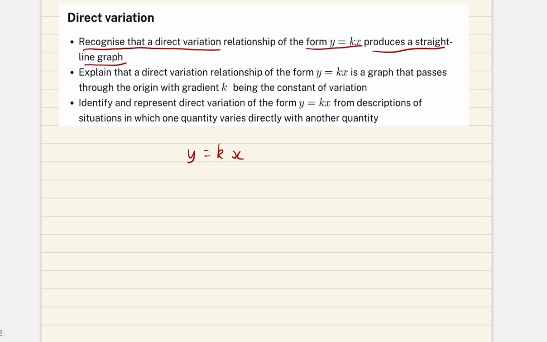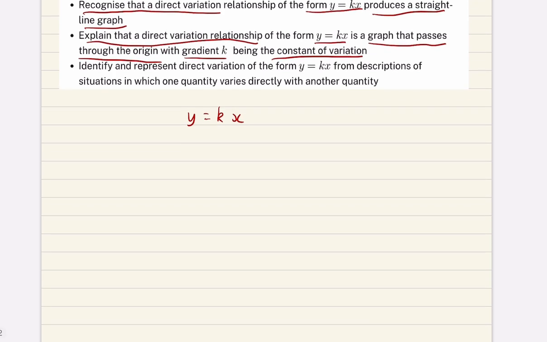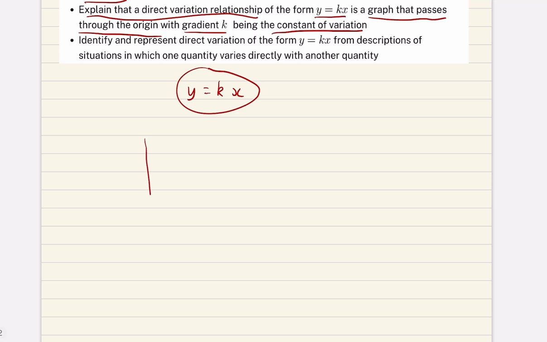The next thing is to explain that a direct variation relationship of that form is a graph that passes through the origin with gradient k being the constant of variation. So if you have any direct variation graph like this, k can be any number at all, negative, positive, of any magnitude, and you will always get a linear line that passes through the origin. So if k equals 1, you might get y equals 1x, which would look something like that.